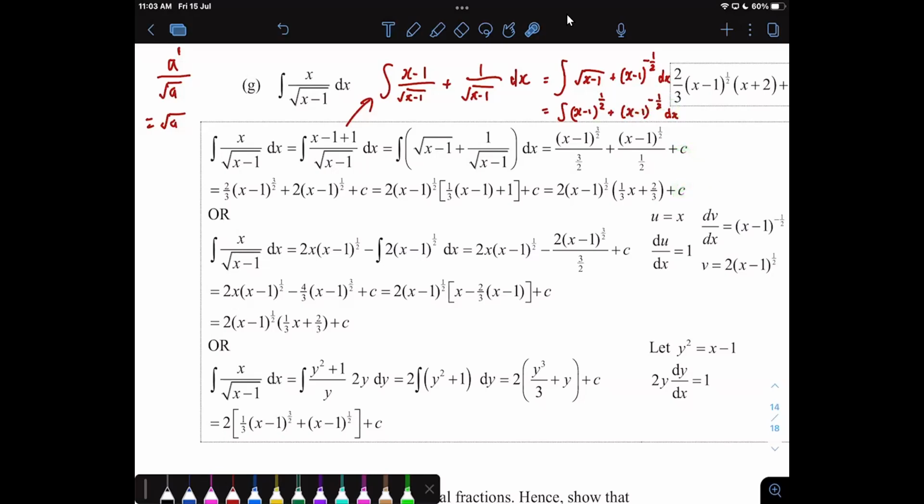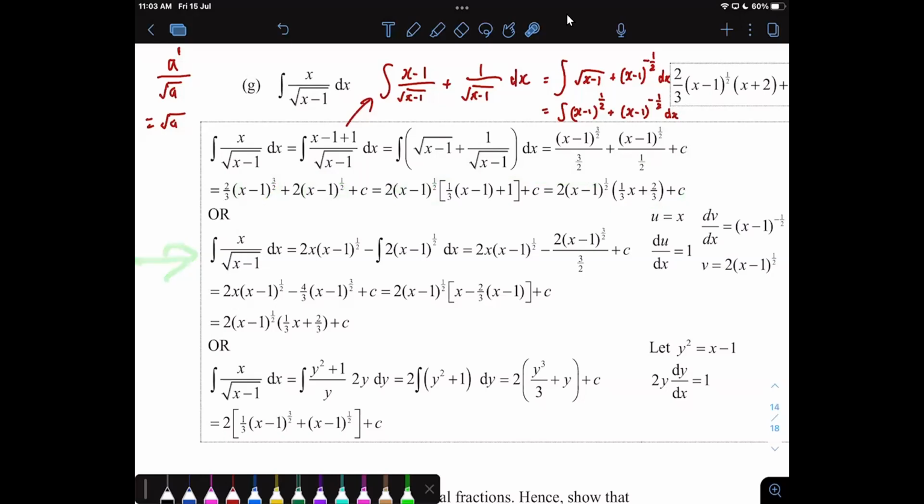Divide by 3 over 2 becomes 2 over 3. Then divide by 1/2, just bring it on top, it becomes times 2. Then the rest is just factoring out. Do you understand what they're doing when they factor out x minus 1 power half? Okay, then I'll move on to the second method.